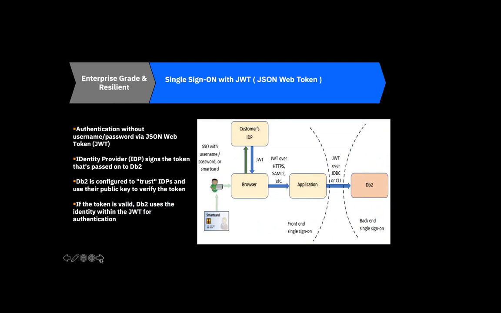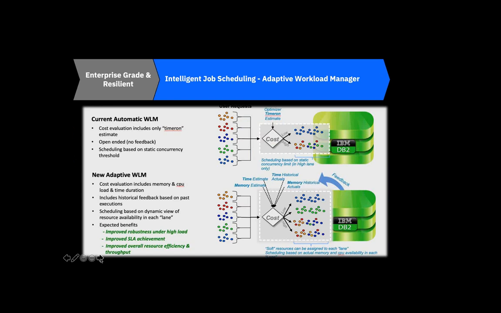Another aspect I want to talk about is adaptive workload management. Workload management is critical, especially in a warehousing space, as it allows us to create classes, or what I would call swim lanes, for our applications. Now, for the on-prem customers, all the way up to the current version, the only thing that is available is our traditional workload manager, our first generation one.